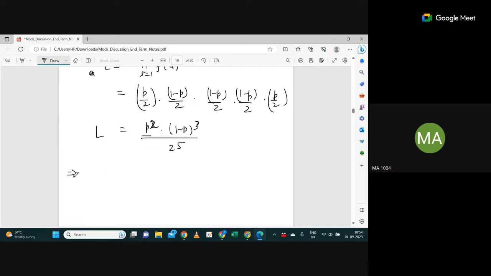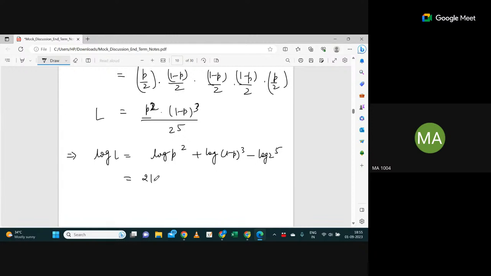Yes, so next step is what? Since we have to maximize the likelihood, it's the same as if we maximize the log likelihood, right? So let's take the log of this function. So it will be log of L. Make sure it's a natural logarithm. So it will be log of P square plus log of 1 minus P whole cube minus log of 2 raised to power 5, right? So next step, it will be 2 log P plus 3 log of 1 minus P minus 5 log 2. Yes or no? Yes, sir.